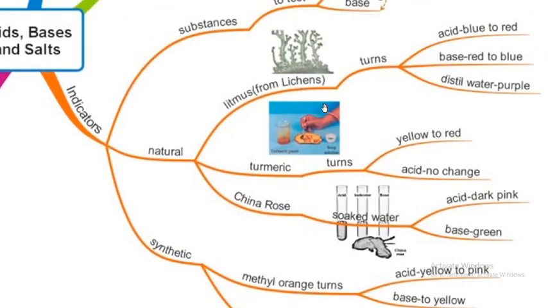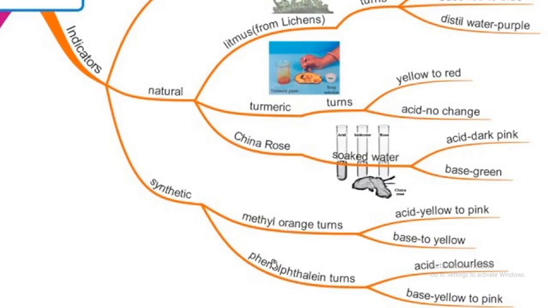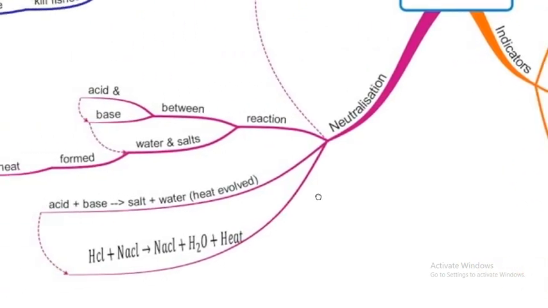Whereas natural indicators are obtained from natural resources. For example, litmus is obtained from lichen, and turmeric is one of the natural substances which is used in households also. China rose is obtained from flowers. In this way, these have sources in natural form, so they are called natural indicators. Whereas synthetic indicators like phenolphthalein and methyl orange are prepared in the laboratory, so they are called man-made or synthetic indicators.